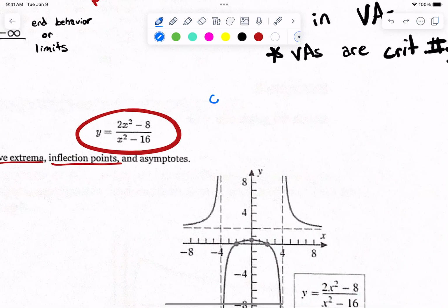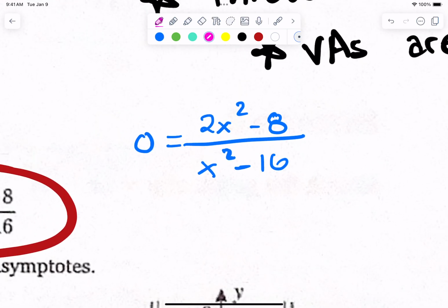I'm going to plug 0 in for y, so 0 equals all that: 2x squared minus 8, all over x squared minus 16. Cool. Add the 8 and the 16. I want to solve for x.